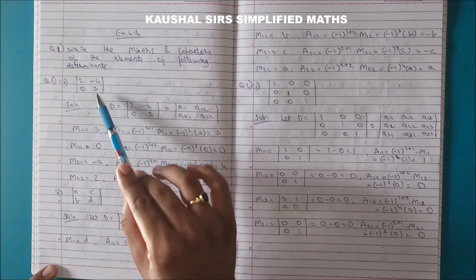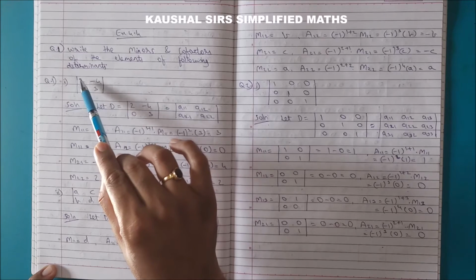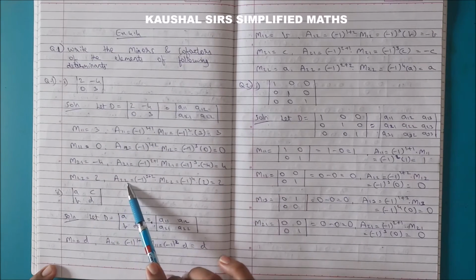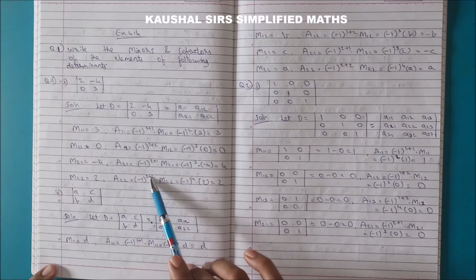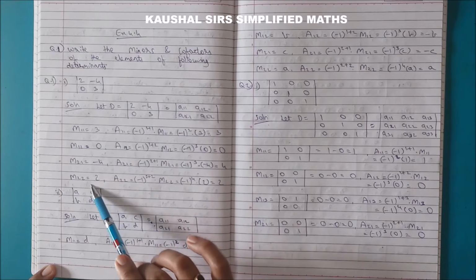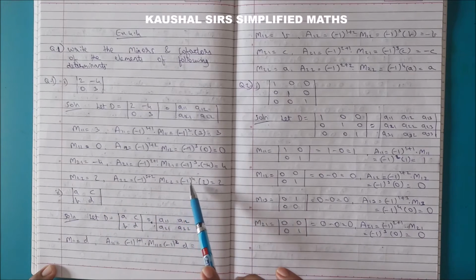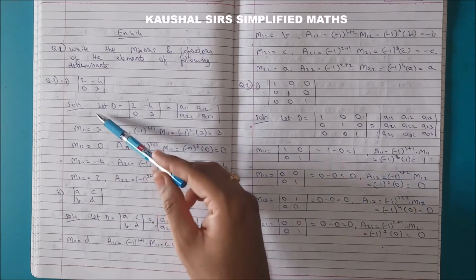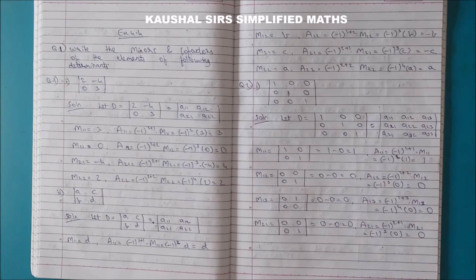Then go for M22. Minor of this element is the diagonally opposite element, which is 2. So you write down that. And then go for the cofactor, which is -1 raised to 2 plus 2 into M22. M22 का value है 2 and -1 raised to even the power 4 is +1. So 1 into 2 is 2. Clear, students, how to find minor and cofactor of a 2 by 2 determinant.